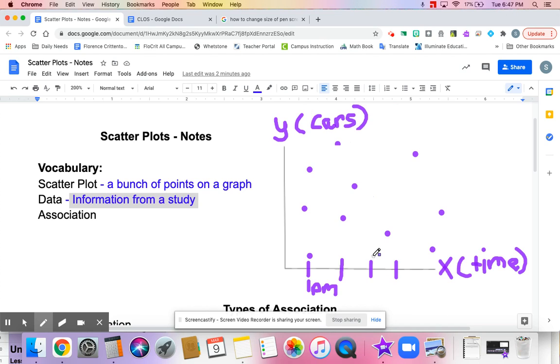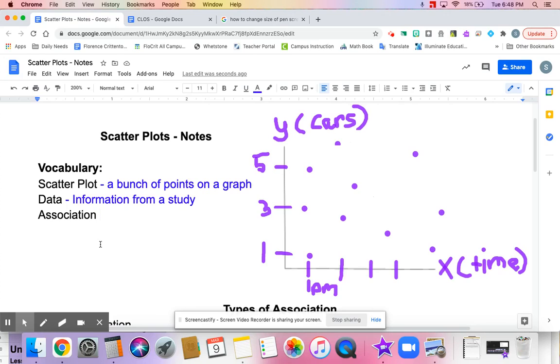So if this is our situation where X is what time it is and Y is how many cars there are, and let's say this is 1 p.m. and this is 1 car, this is a data point saying at 1 o'clock you saw 1 car pass. But then let's say this point up here is saying on a different day at 1 o'clock you saw 3 cars pass. And then this point up here is saying maybe on a different day you saw 5 cars pass at 1 o'clock. So you're collecting all your data throughout multiple days. And so this is a scatter plot.